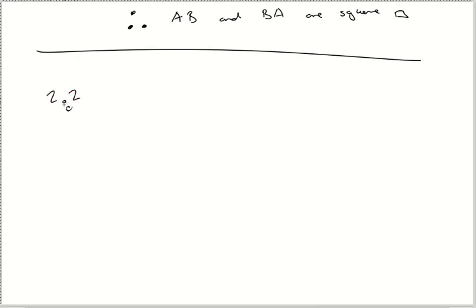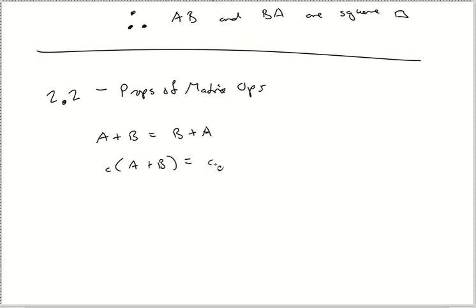2.2. We got properties of matrix operators or operations. Ops. Good enough. There's a whole ton of them in this section. I'm not going to do them all. A plus B equals B plus A. This is the commutative property under matrix addition. I don't want to write all that. C times A plus B is equal to CA plus CB. Again, distributive. So this is distributive property of scalars into matrices, blah, blah, blah.